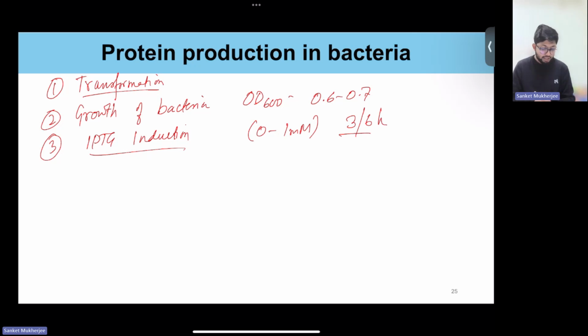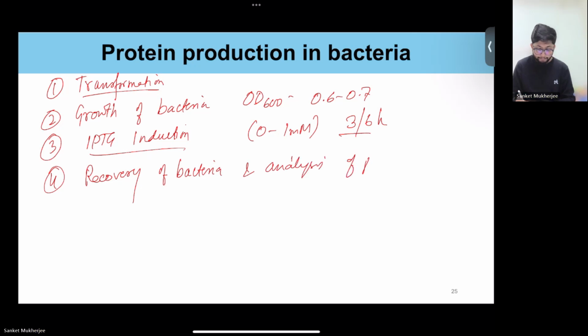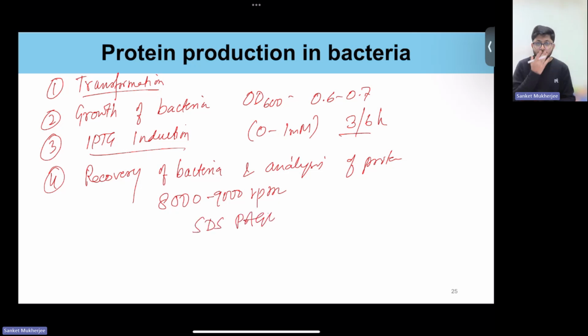produced. And then what you need to do is to recover the bacteria and analyze the protein. For that, there is a centrifugation step at 8,000 to 9,000 RPM. And then you usually go for an SDS-PAGE to understand what is happening, whether your protein is there or not.